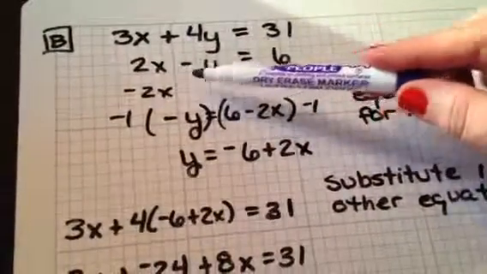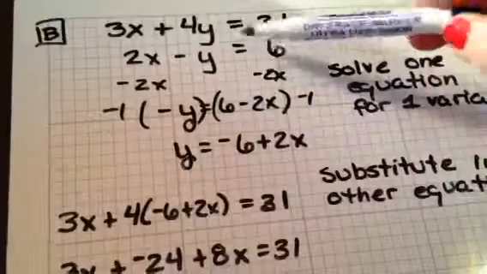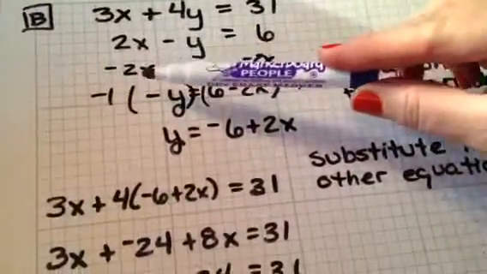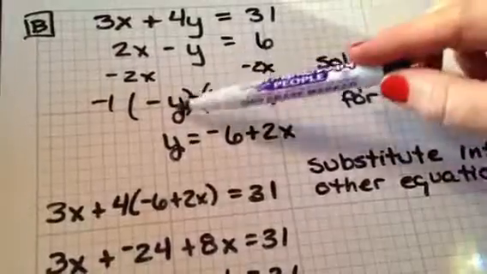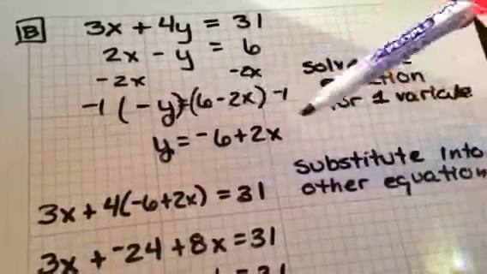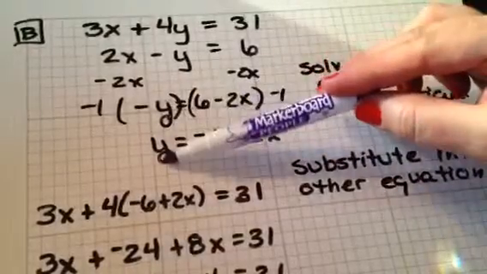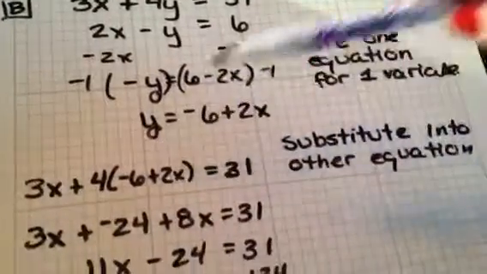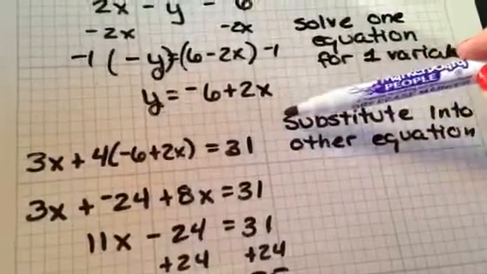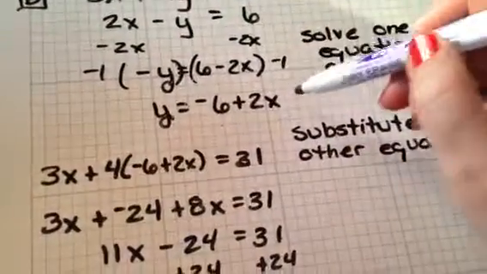This is 2x minus y equals 6. If I solve that and get y all by itself, just this guy, now subtract 2x from both sides. That gives me negative y equals 6 minus 2x. I multiply both sides by negative 1 so that it's regular y instead of a negative y. And I get this equation, y equals negative 6 plus 2x. Now, why did I do that?